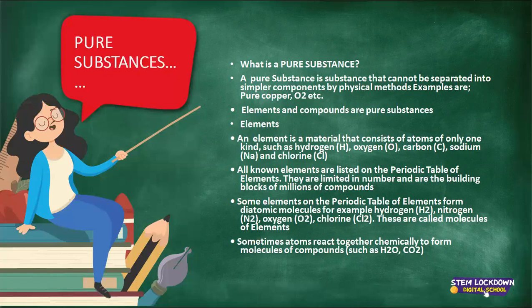So let's go on to elements. An element is a material that consists of atoms of only one kind, such as hydrogen, oxygen, carbon, sodium, and chlorine. All known elements are listed on the periodic table of elements. They are limited in number and are the building blocks of millions of compounds. Take note, some elements on the periodic table form diatomic molecules, for example hydrogen, nitrogen, oxygen, chlorine. These are called molecules of elements. So you see, it's N2, H2, O2.